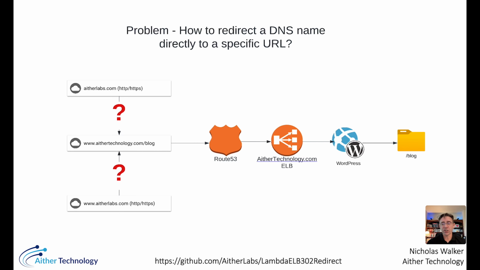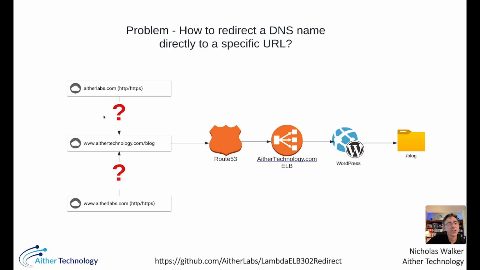So you can see I've got this architecture up here on the screen. Today, if you were to come in to aithertechnology.com and you would click on blog, it would take you to this path. So that would take you through Route 53. It would use an aithertechnology.com load balancer, which then goes to WordPress. This is what we use to host our site. And then within WordPress, it would take you to the blog.